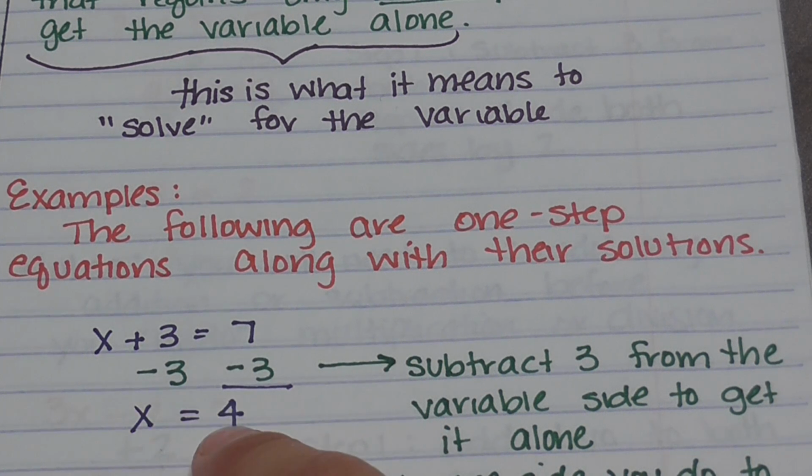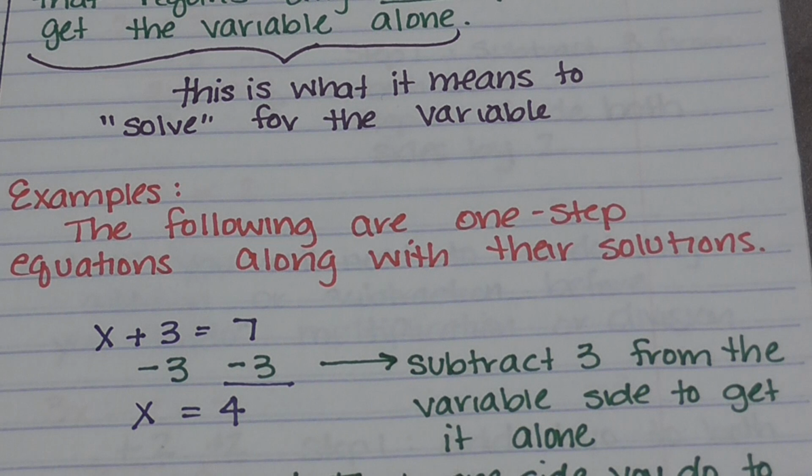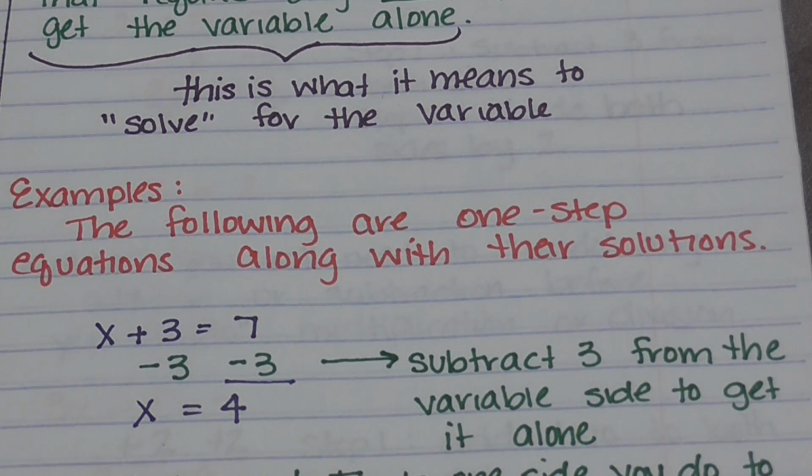End up with x equals 4. Well, there you go. That's all we need. x equals 4. You're done. When you get to x equals, you're done. Not negative x equals, not x times 2 equals, but x equals. When you get there, you have solved for x. You have solved the equation.